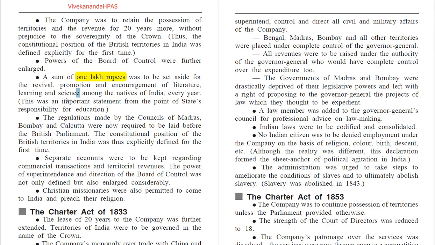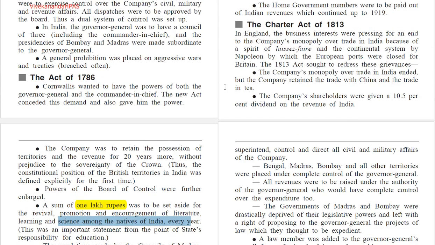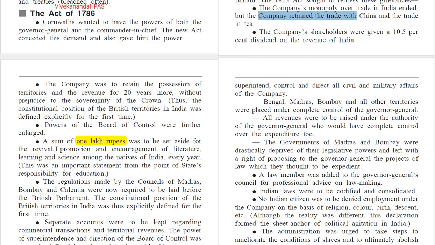So 1 lakh rupee for the revival and promotion of encouragement of literature, learning and science among the natives of India every year. But this money was not made available. Now, why they were doing this? Okay, if they have to set aside for some people education, why they were doing this? Just please understand, the monopoly of the company was suspended in 1813. Okay, Indians provided cheap labor. So if you have to provide someone to work for you, some initial training had to be provided. So that's why the education was being provided.